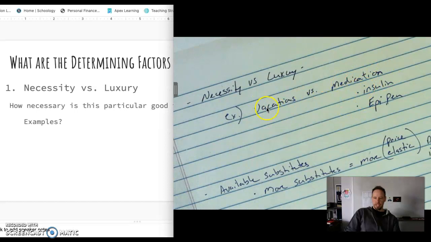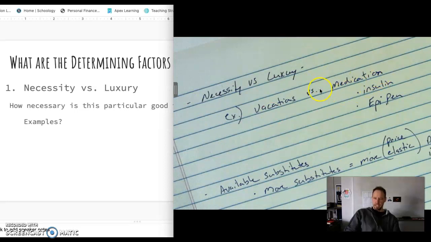A vacation is likely more of a luxury item. People can live without it. It is nice to have the opportunity to take a vacation. However, if a price increase on a vacation takes place, it's probably one of the first things that's going to disappear from a consumer's budget.